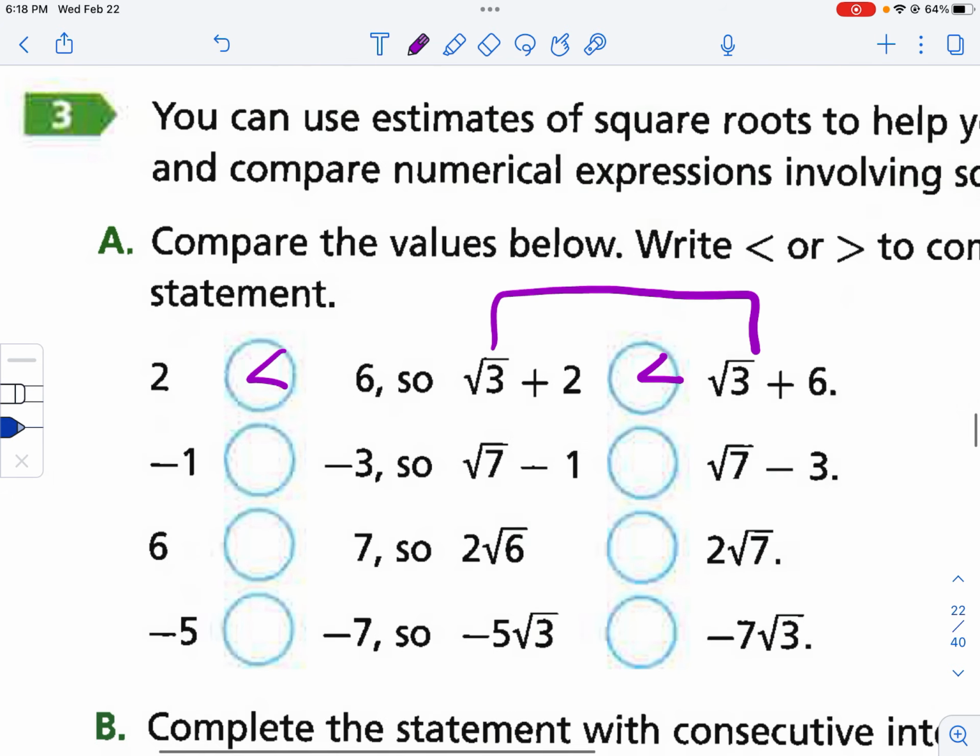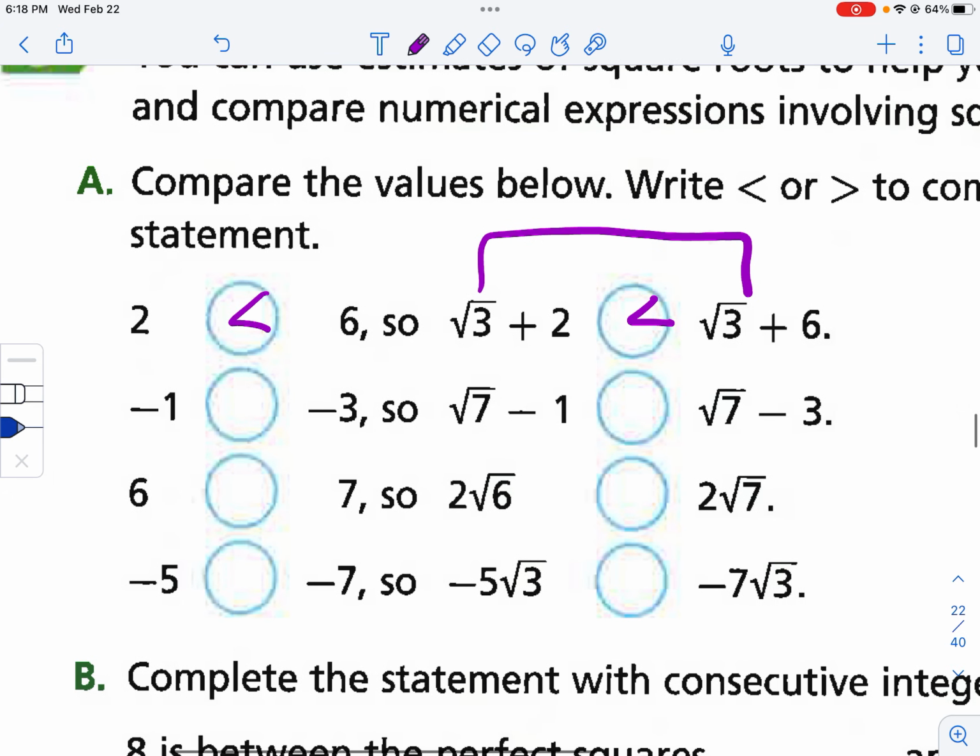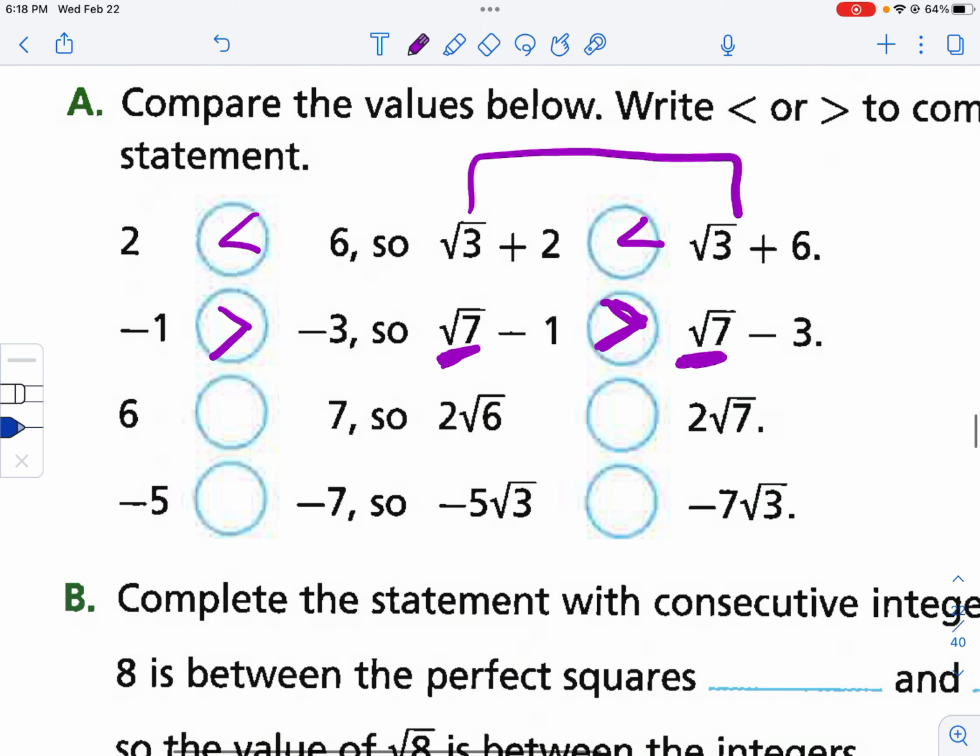So let's look at this next one over here. Negative 1 is what to negative 3? It's greater than. Again, I'm putting the same thing on both sides of the inequality, so nothing is going to change. It is still going to be greater than. 6 and 7: 6 is less than 7.